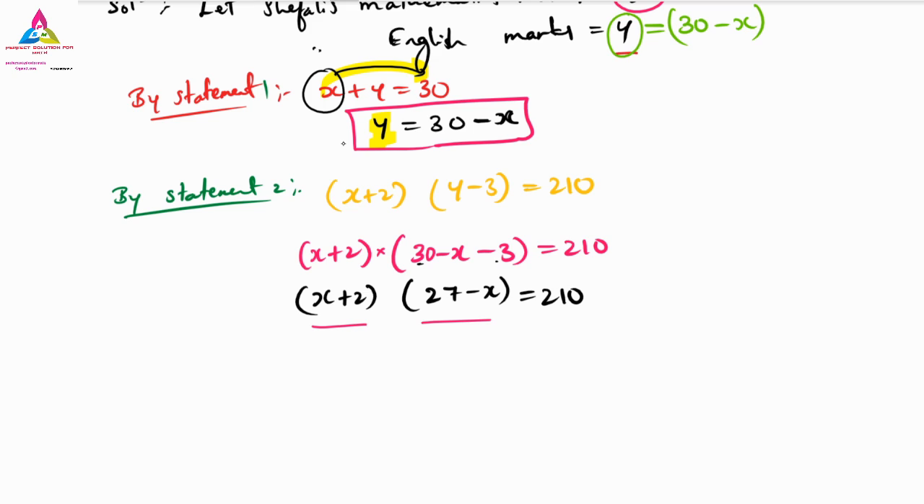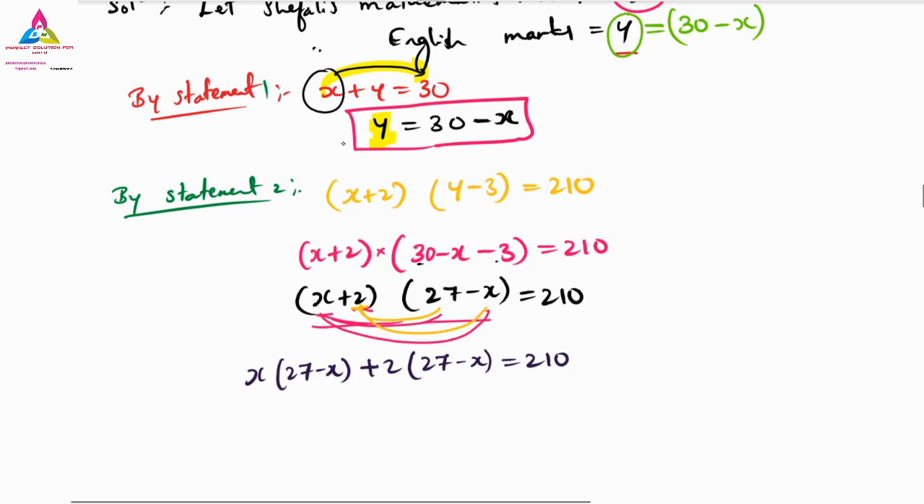Now we have to multiply this x separately. X I have to multiply with 27 and x, and this 2 I have to multiply with 27 and x separately. So the sign is also very important. So x into 27 minus x, and plus 2 into 27 minus x, that is equal to 210. So multiply it and find the answer.